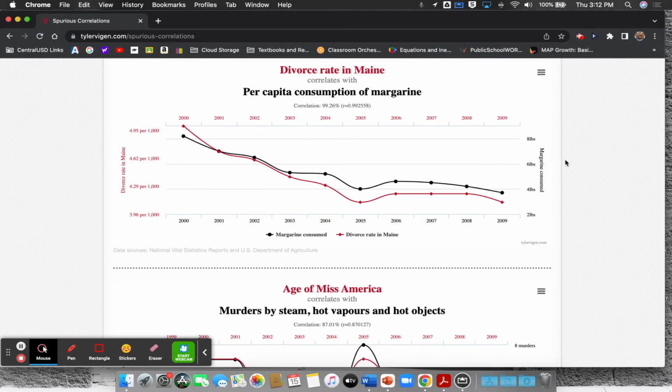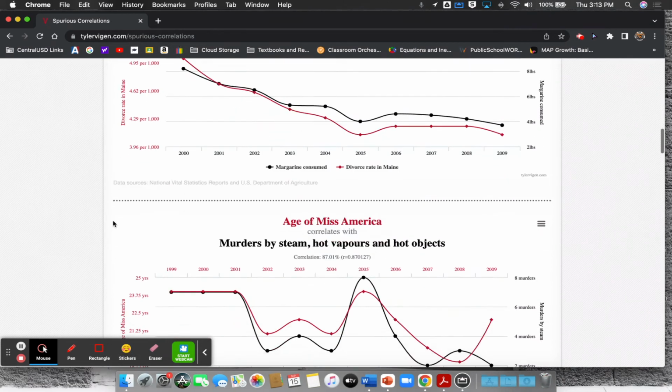Divorce rate in Maine versus the per capita consumption of margarine. Margarine's the fake butter. So it's saying as less people are getting divorced, people are buying more margarine. Or no, wait, which one is this? This one is, they're both decreasing. Does that mean they have anything to do with each other? No. But there is a correlation. There is a relationship.